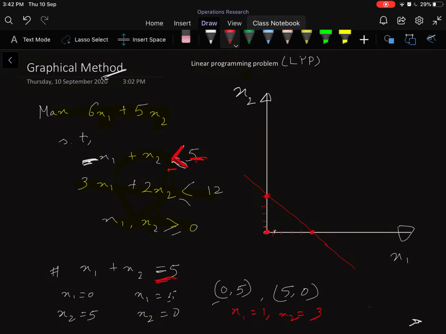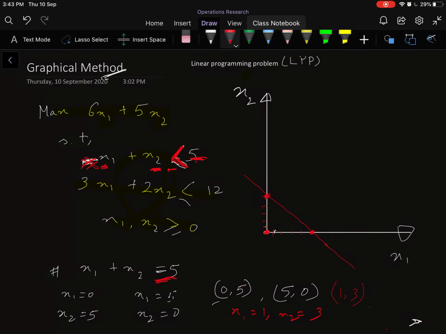If we just substitute the values x1 equal to 1 and x2 equal to 3, then we are getting 1 plus 3 equal to 4, which is less than 5. So this particular point, that is 1 comma 3, also satisfies this particular constraint. And now let's plot this value 1 comma 3.